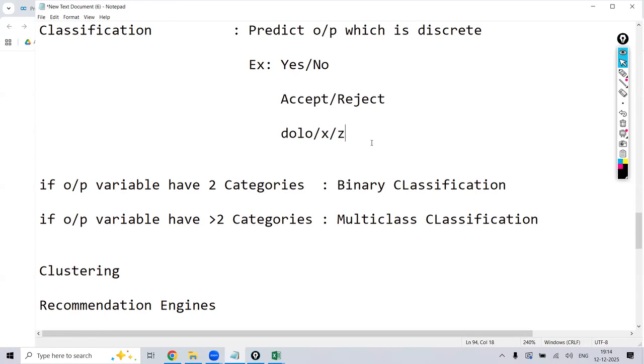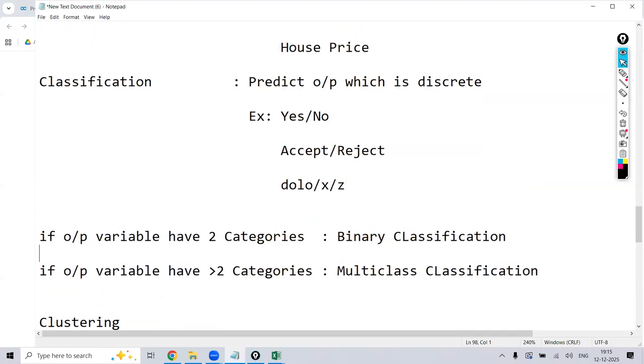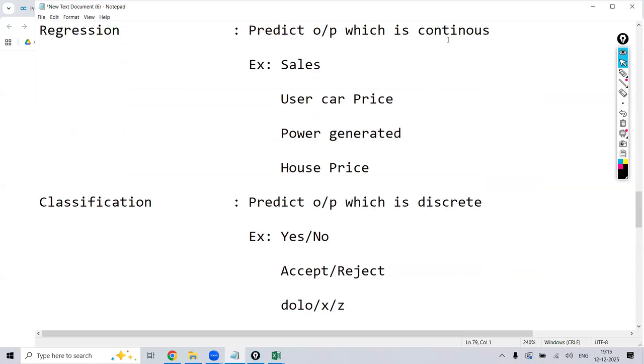Are the points clear? Everyone understood? Yes or no? So Dolo, X tablet, or Z tablet, which tablet has to be selected? Within these three only. You cannot bring a fourth or fifth tablet. Within the given categories, you have to estimate the output. So this is a classification project. If the output is discrete, it is classification. If the output is continuous, it is regression. Either one of these two only. Either it has to be discrete or numeric. A third possibility is not there.